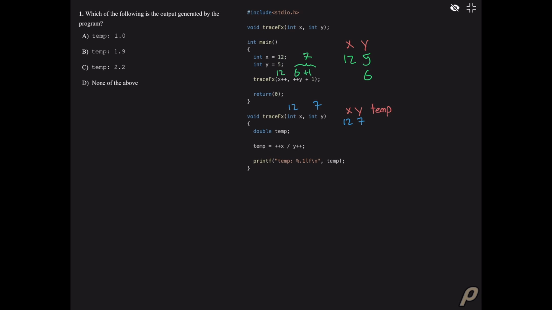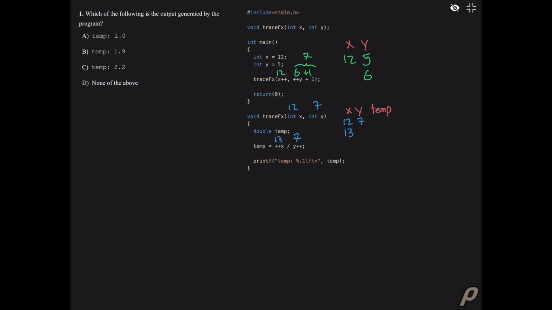Then we come down into the calculation line here and we see kind of the same thing we saw in the main function. We have this plus plus x, which as we know means we increment it before. So this x becomes a 13, and we have a 13 right here, and this y plus plus means that it occurs after. So this y will just be a 7.